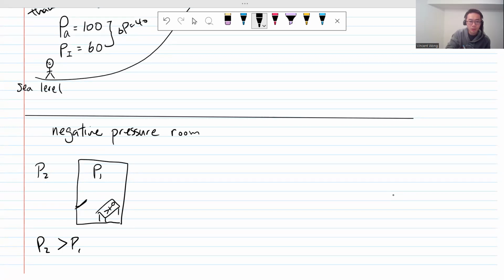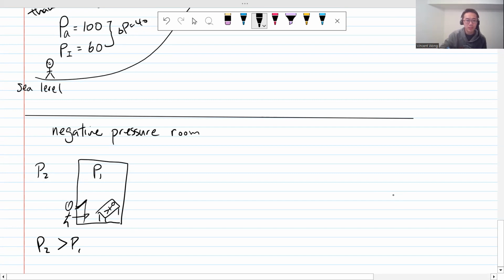So when you open the door to go in and check on the patient, which way is the air going to flow? Out of the room or into the room? Out of the room? Yeah. Anyone else? No, sorry, inside, because P1 is less inside. Everybody understand what I'm trying to say here? Because the room pressure is lower, when you open the door, the air is going to go in like that.